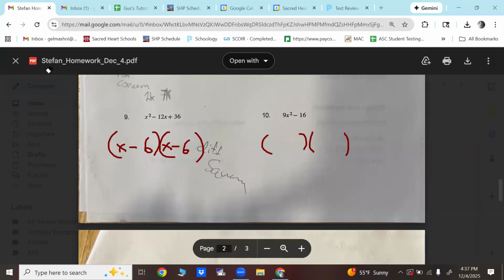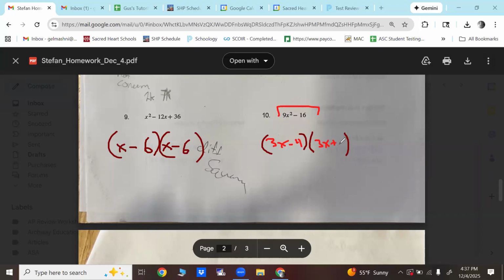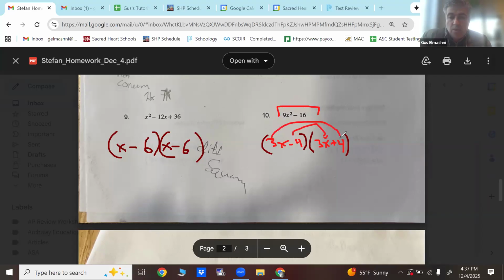Now here, when there's a minus in the middle, you're allowed to do that. You switch the signs up because you get negative 12x when you do negative 4 times 3x, you get positive 12x when you do 3x times 4. Those will cancel, leaving you with 9x squared minus 16.